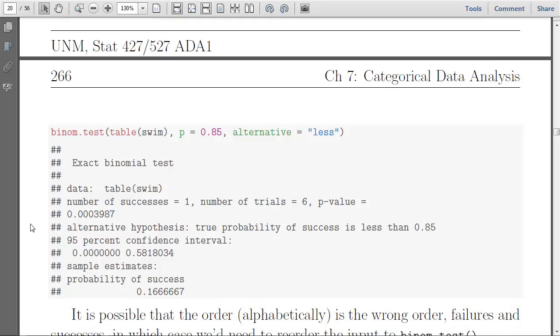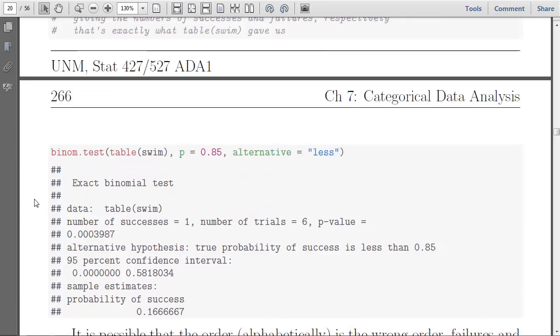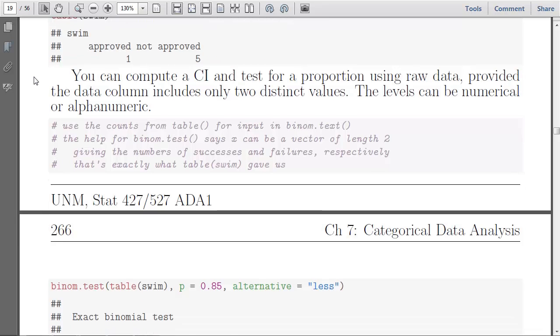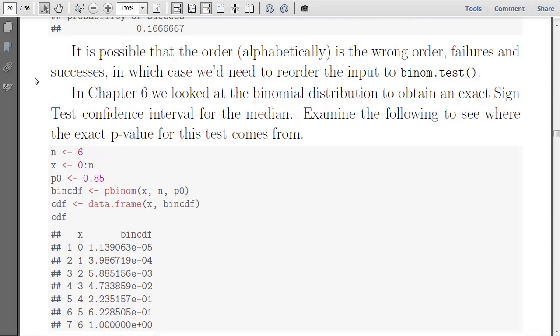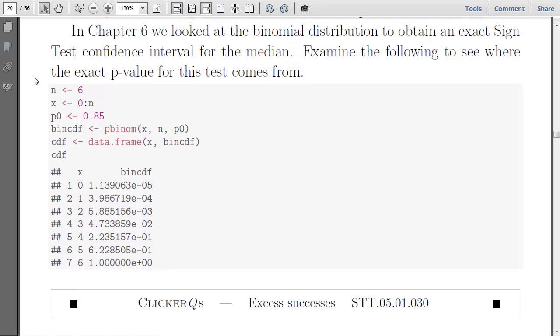All right. There is a possibility that the order alphabetically is wrong. For example, we might have accidentally estimated the probability of failure instead of the probability of success. So you have to be concerned about the order here. The first category, approved, is success, and the second category is failure. And you might try to be clever here to alphabetize them so that success is earlier in the alphabet than the failures. All right, that is everything I wanted to tell you.